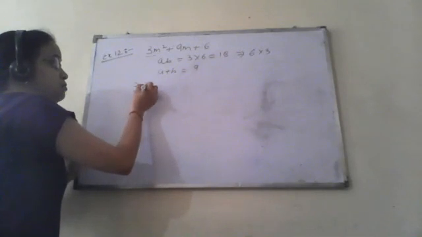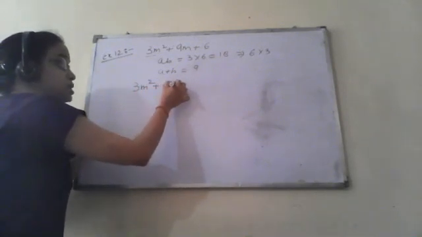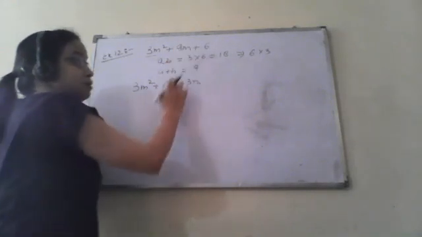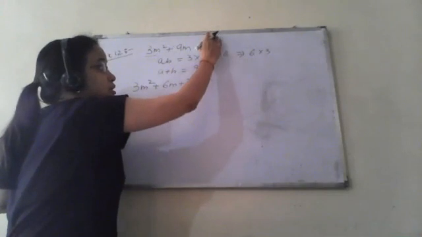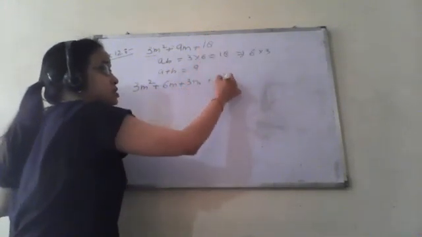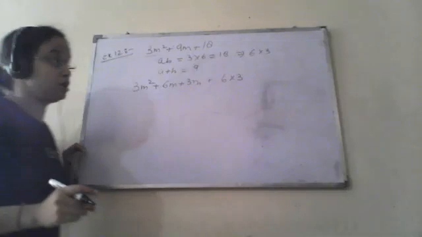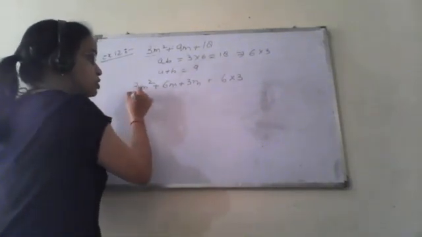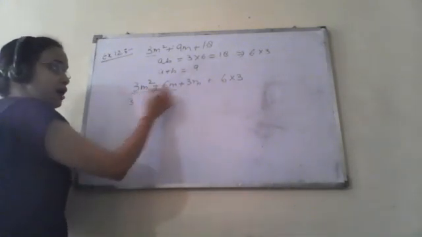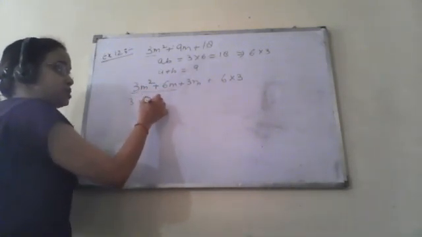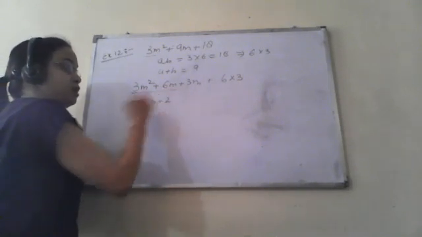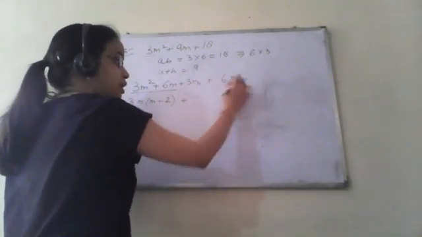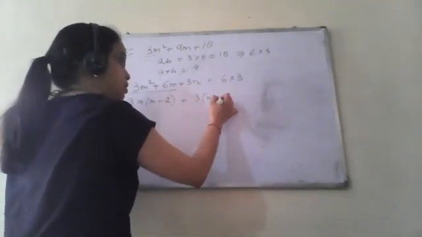This is 3m square plus 6m plus 3m plus 6. We are splitting the term 9m into 6m plus 3m, and the constant is 6. Clear? We have modified the equation to this form. Now let us see what is common. There is 3 common and m is common. So from this we have m, and from this we are left with 2.